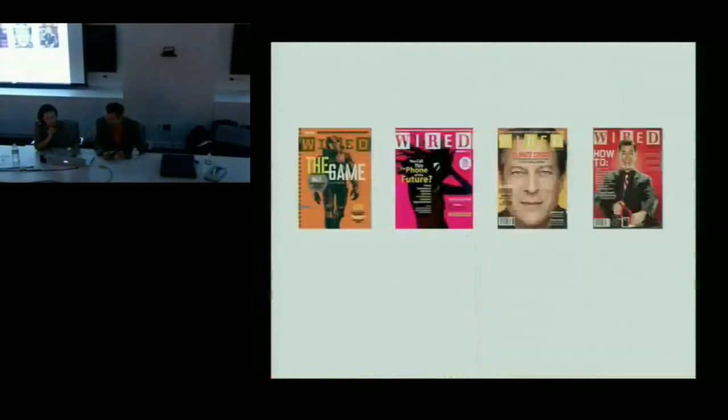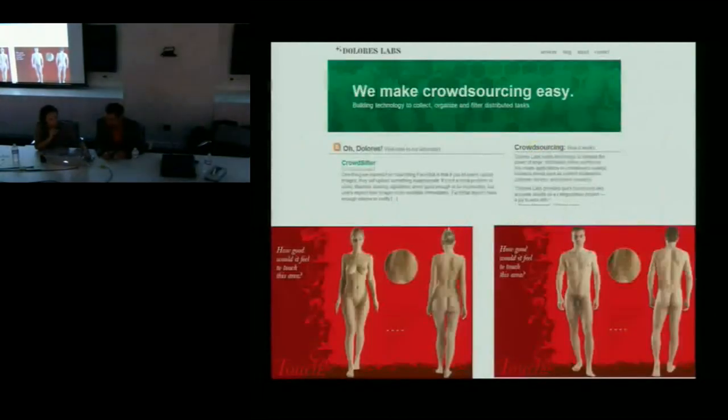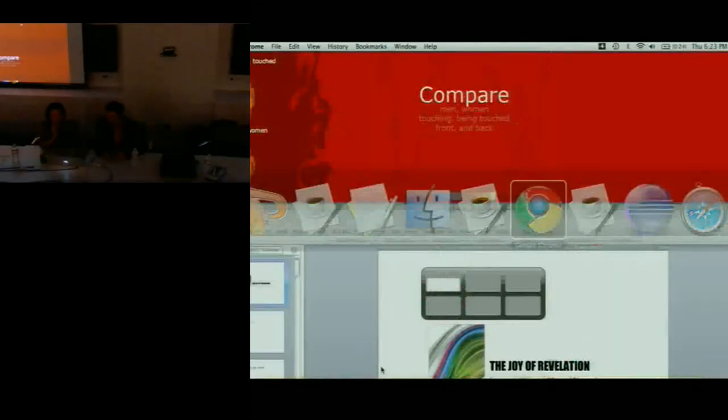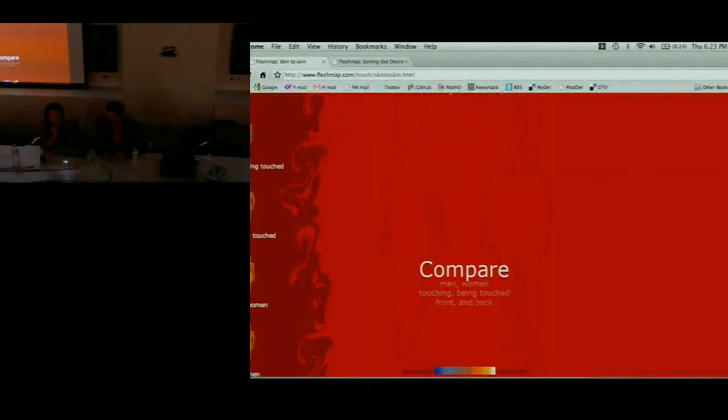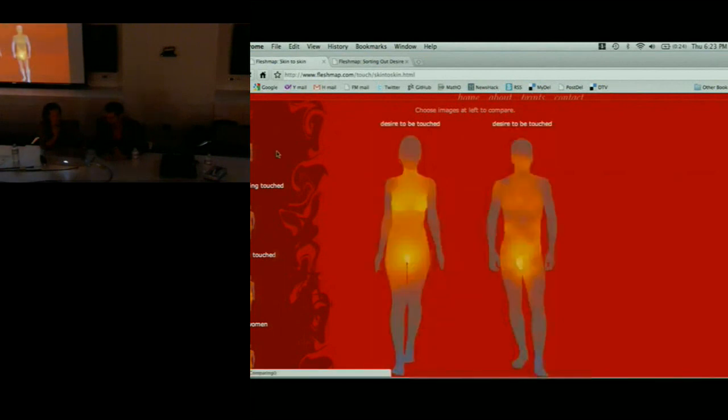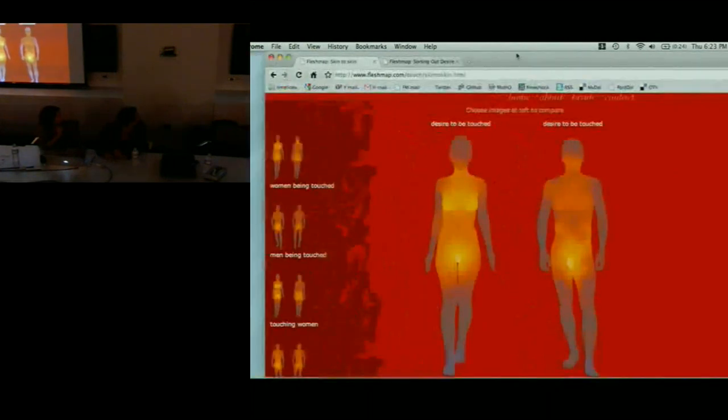Oh, let me go back and let me show you how that actually works. Okay, so we decided to visualize the data in a couple of ways. This is a place where we do heat maps, and this is all available on flashmap.com. You can go here and click on compare, and these are the results. Oh, actually, this is not showing up. There. Okay, that's better.